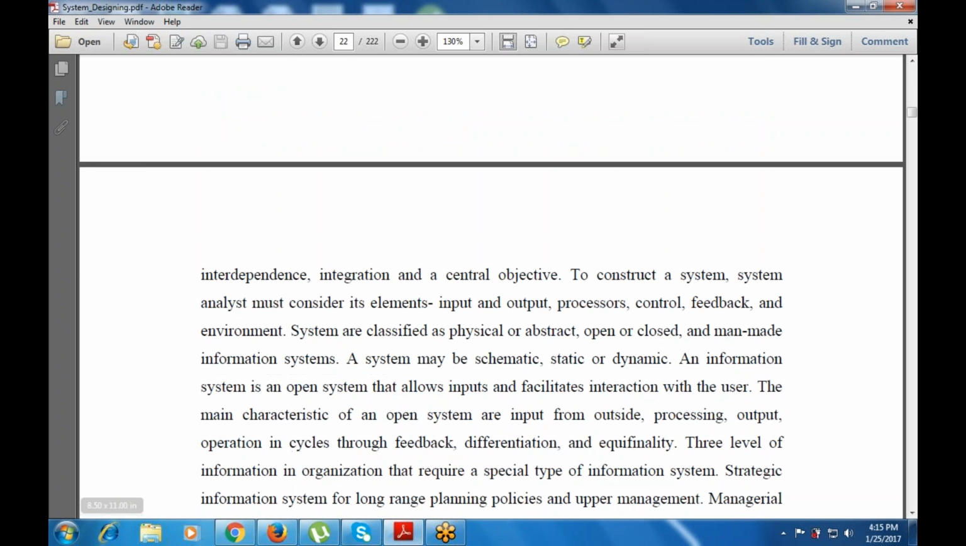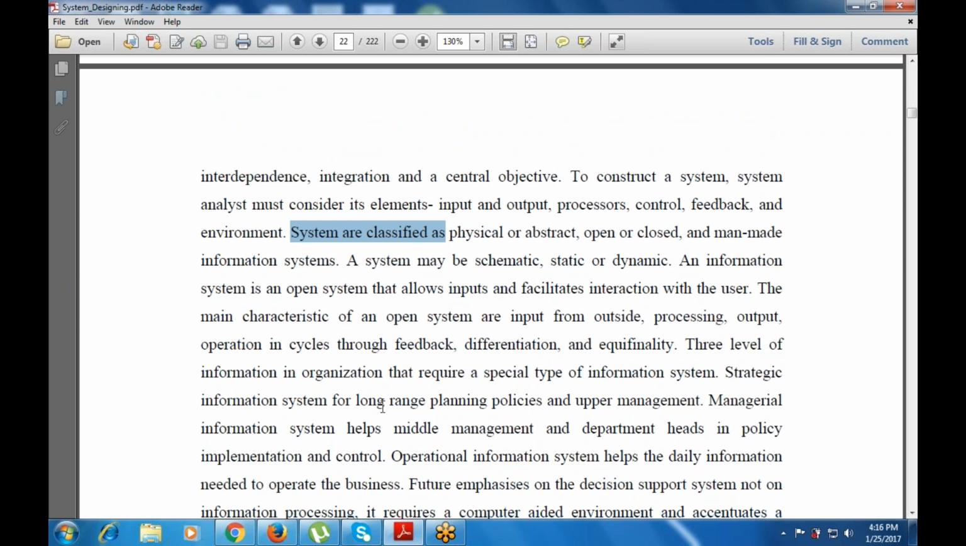And to construct a system, the system analyst must consider its elements: input and output, processors, control, feedback, and the environment. And these are defined as a physical system, static system, open system, man-made system. That may be semantic, that may be symmetric, that may be static, or dynamic. And this also facilitates the interaction with the user, and the main characteristics of an open system are the input from outside, processing, output, operation in the cycle through the feedback, differentiation, and the equifinality.